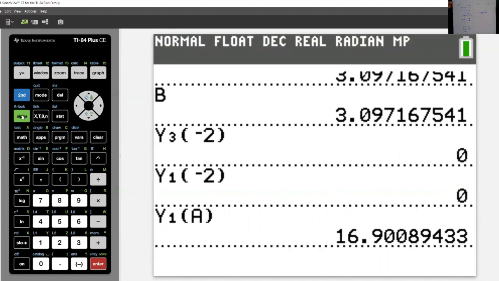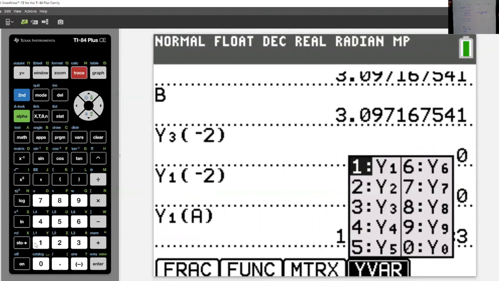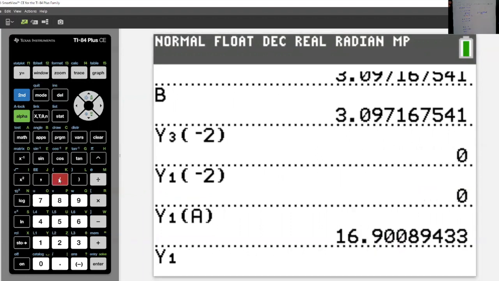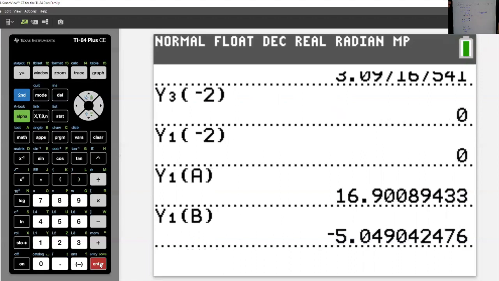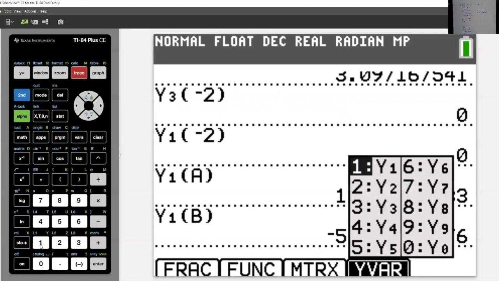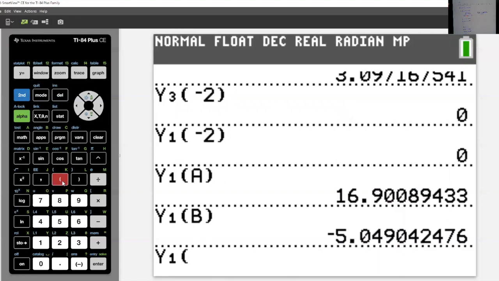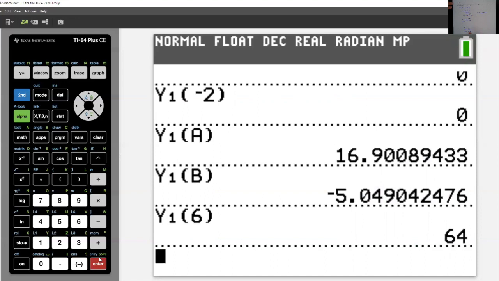So I'm going to record that. And then we want to do alpha, trace, and y1. And we want to do it at b, so alpha b, and enter. And that's -5.049. So I'm recording that. -5.049. And then finally, alpha trace for number 1, y1. And we want to do this at 6. And then press enter, and we get 64. All right, so now I'm going to go back to my paper, and we'll take a look at this.